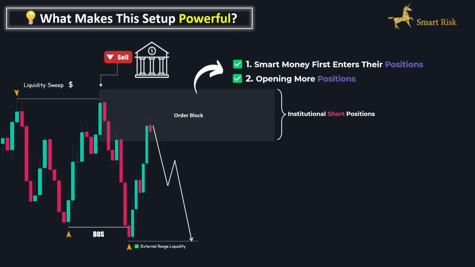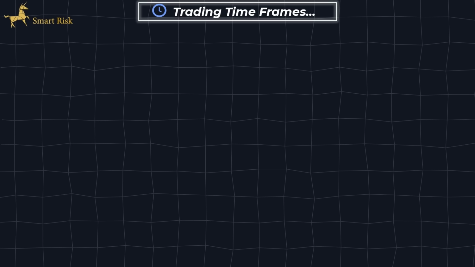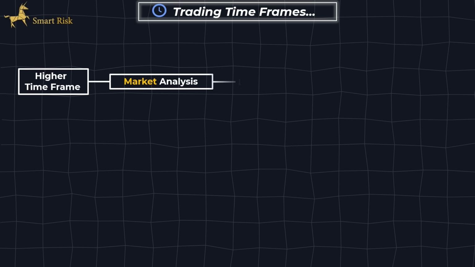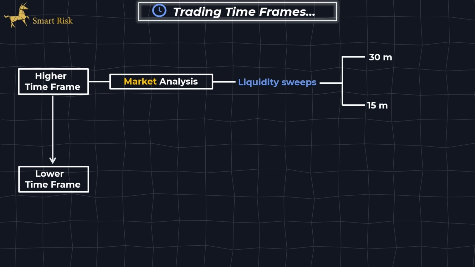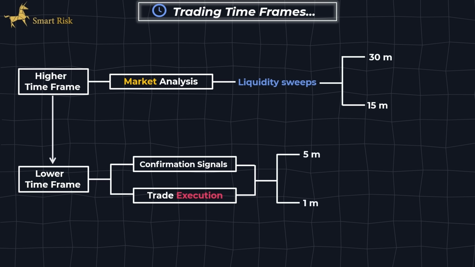To get the best results with this trading plan, you'll need to work across two different time frames. First, use a higher time frame to analyze overall market conditions and to spot liquidity sweeps along with the order blocks tied to them. The most effective higher time frames for this setup are the 30-minute and 15-minute charts. Then, once you've identified a potential setup, zoom into a lower time frame, like the 5-minute or even the 1-minute chart, to look for confirmation signals and precise entry points.